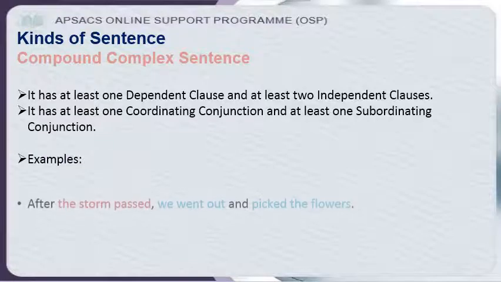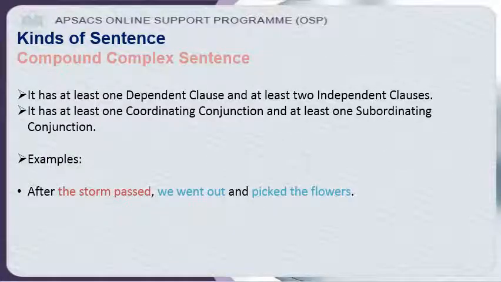Look at the examples. After the storm passed, we went out and picked the flowers. What is this? After the storm passed. Don't know what happened later. So we need to put some extra information, that is, we went out and picked the flowers. They both are independent clauses, while the first, after the storm passed, is a dependent clause.